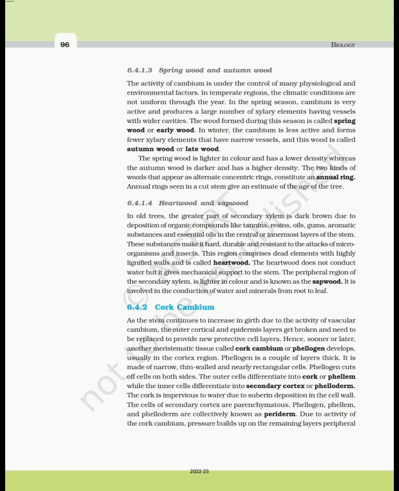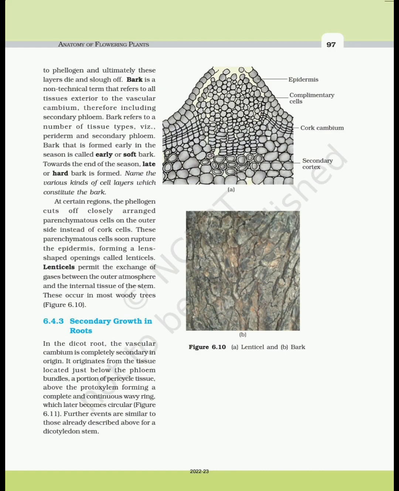Due to activity of the cork cambium, pressure builds up on the remaining layers peripheral to phellogen and ultimately these layers die and slough off. Bark is a non-technical term that refers to all tissues exterior to the vascular cambium, therefore including secondary phloem. Bark refers to a number of tissue types, viz., periderm and secondary phloem. Bark that is formed early in the season is called early or soft bark. Towards the end of the season, late or hard bark is formed. Various kinds of cell layers constitute the bark.